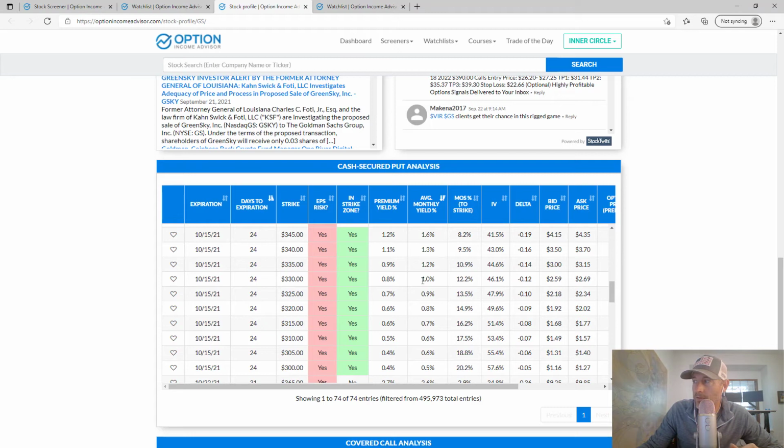But I'm looking for 1% on average for our base strategy. So if I look at this, I'm looking for one in the strike zone. We've got this down in the 330 range. I can still get the 1% average monthly yield. It's actually 0.8% over 24 days, but it works out to 1% on an average monthly basis.